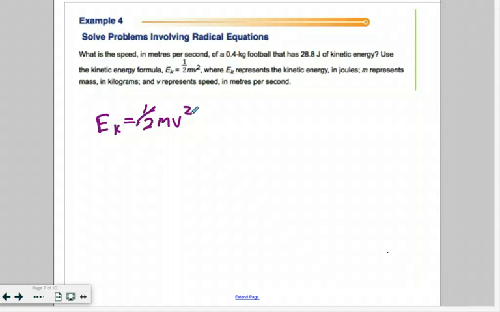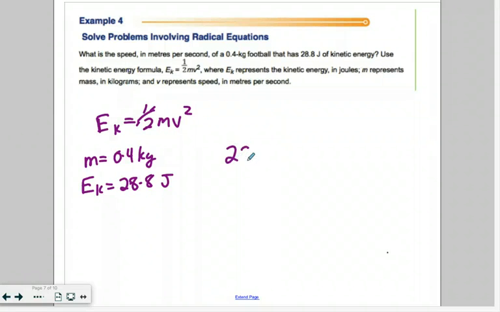We've been given a football, and we've been told that the mass is equal to 0.4 kilograms. We've been given that it has 28.8 joules of kinetic energy, so that EK is 28.8 joules. And we're being asked for the speed, so we're being asked to find V. So we just need to plug those values in.